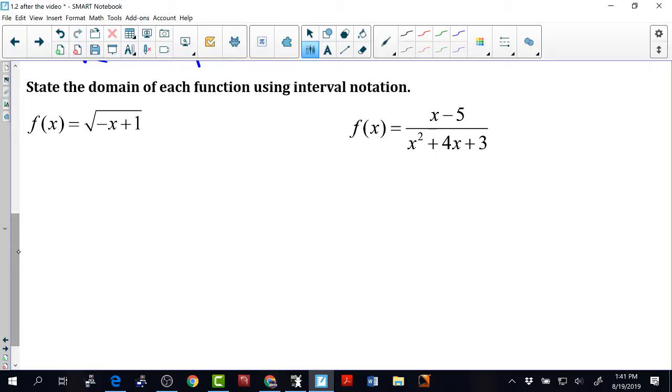State the domain of each function using interval notation. Give it a try. Go.